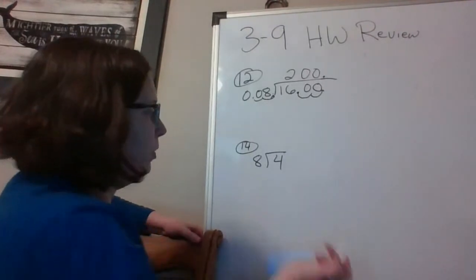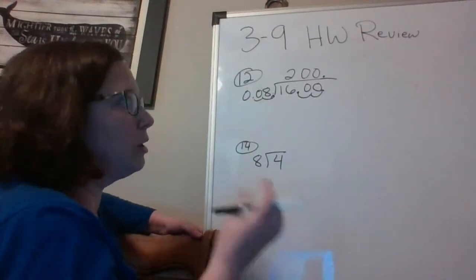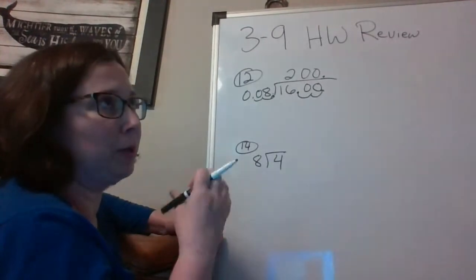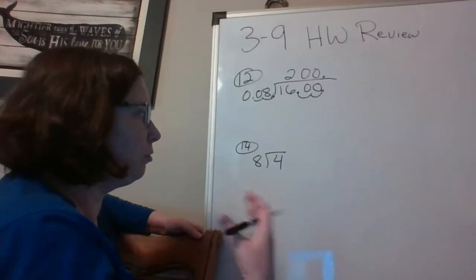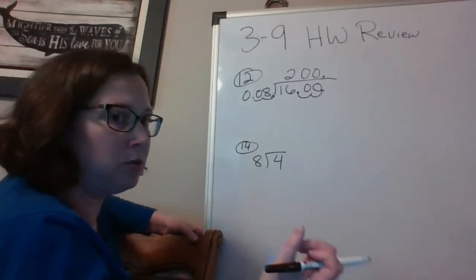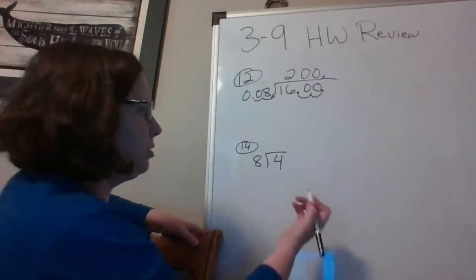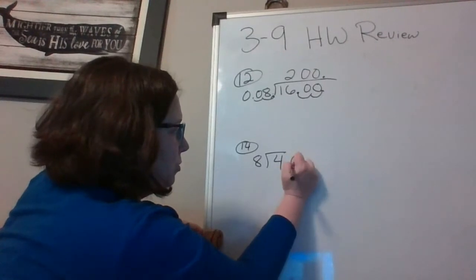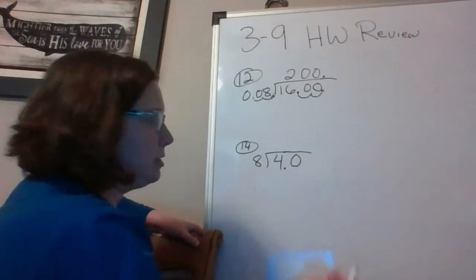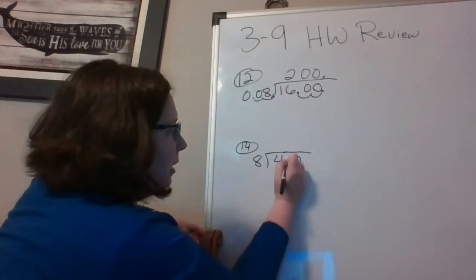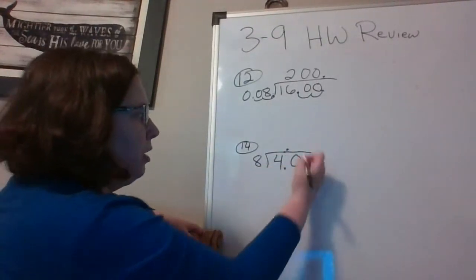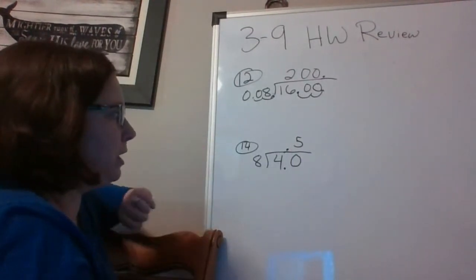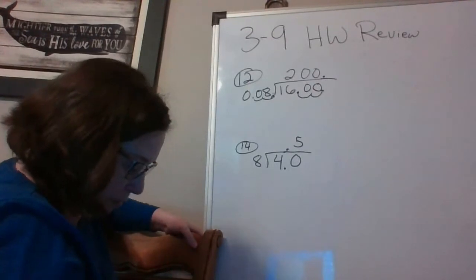Number 14, we have 4 divided by 8, which in the past you probably would have thought, well, we can't do that. We can do 8 divided by 4, which is 2, but can't do this. Well, now that you know how to divide without remainders, we don't have a decimal in our divisor, so we just need to add a decimal and a 0 after the 4. And now we can say our decimal will go straight up. We can divide this, and there's our answer. How easy was that? 5/10 is our answer for 14.